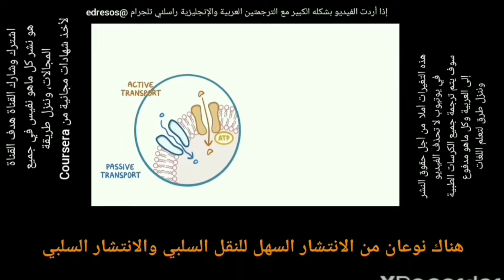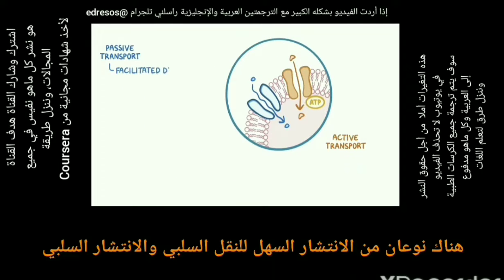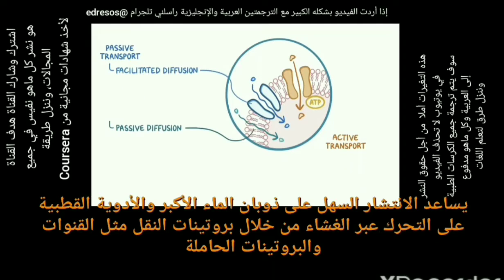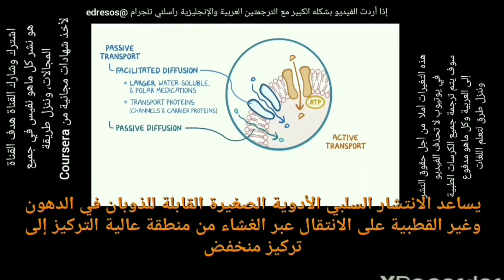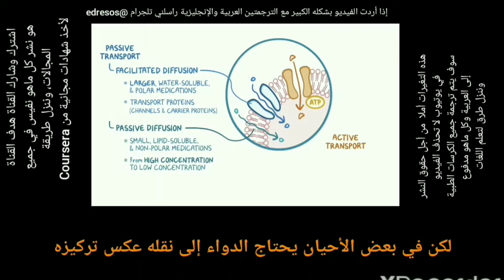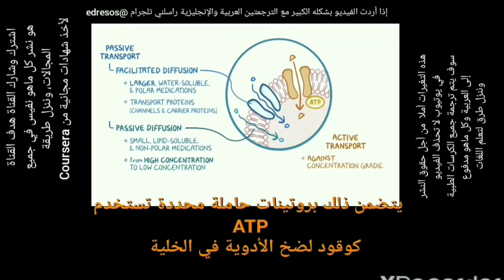There are two types of passive transport: facilitated diffusion and passive diffusion. Facilitated diffusion helps larger, water-soluble, and polar medications move across the membrane through transport proteins like channels and carrier proteins. Passive diffusion helps small, lipid-soluble, and non-polar medications move across the membrane from an area of high concentration to low concentration. But sometimes the medication needs to be transported against their concentration gradient.